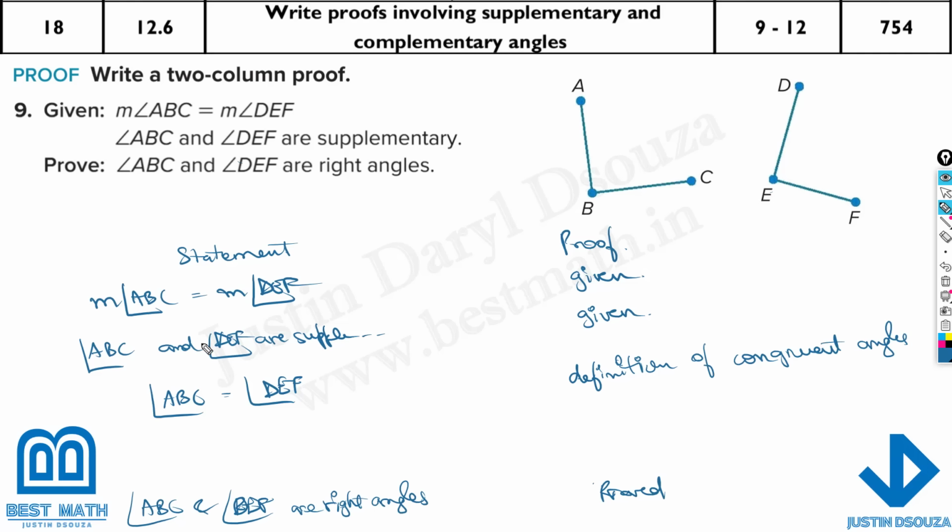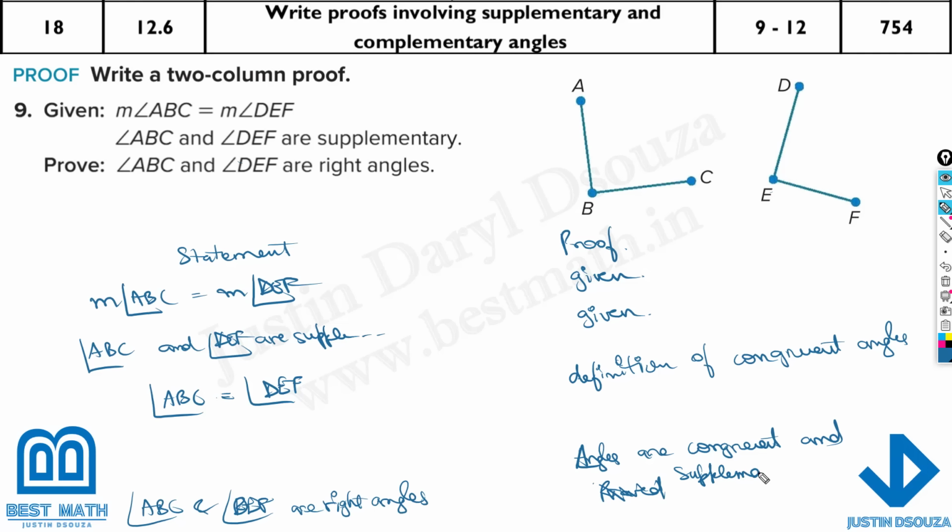Now this is very important. The next one, they have told us they both are supplementary, right? So if they both are supplementary, which is given to us, then we can conclude the last statement, because this is a very short proof. We know these both are equal. Now ABC is a right angle, but don't write just proven. Why? Because the angles are congruent or equal and supplementary. That is the reason.